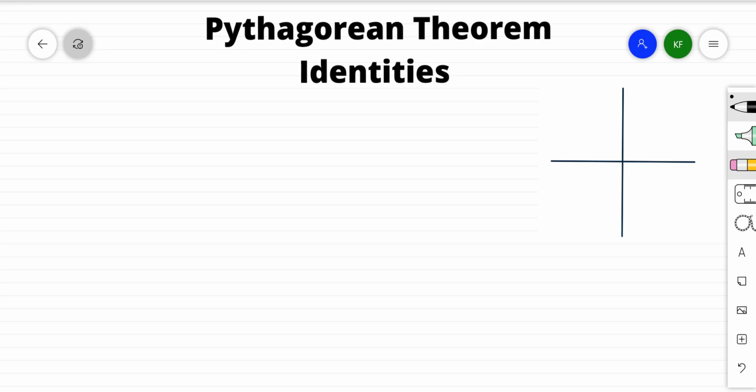I'm going back over the identities we learned in class. All right, so we're going to start with the Pythagorean theorem identities, and I'm going to go over some questions the students had yesterday.